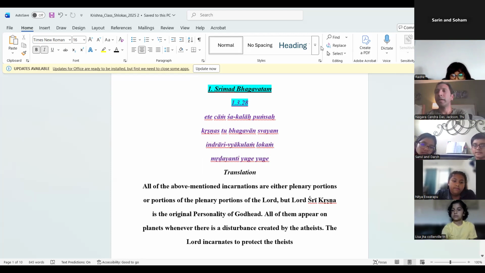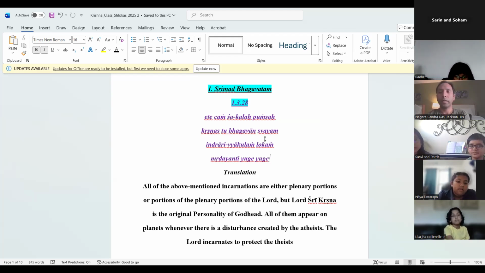Okay. Two more times. Try to say it with eyes closed. Indrari Vyakulam Lokam Mridayanti Yuge Yuge. Indrari Vyakulam Vyakulam Lokam Lokam. Mridyanti Yuge Yuge. Indrari Indrari Vyakulam Vyakulam Lokam Lokam. Mridayanti Mridyanti Yuge Yuge Yuge. Yuge. Indrari Vyakulam Vyakulam Lokam. Mridayanti Yuge Vidyanti Yuge. Yuge.